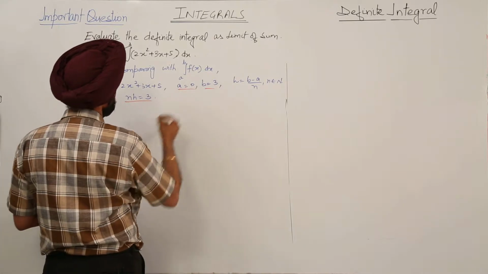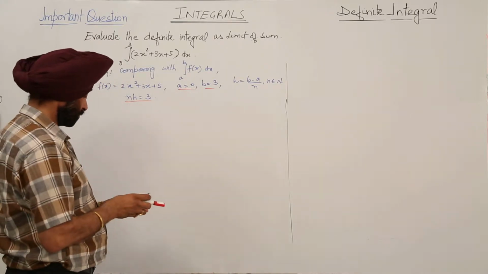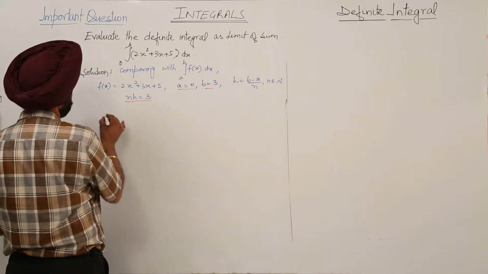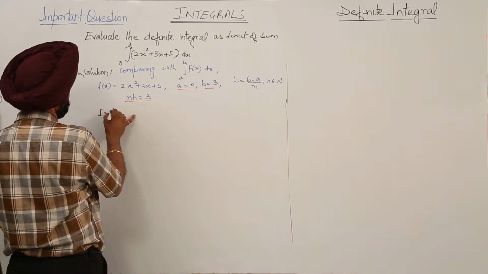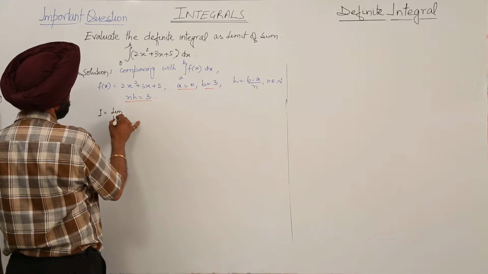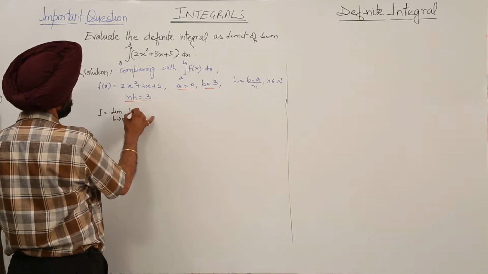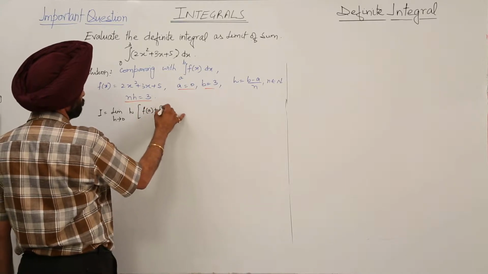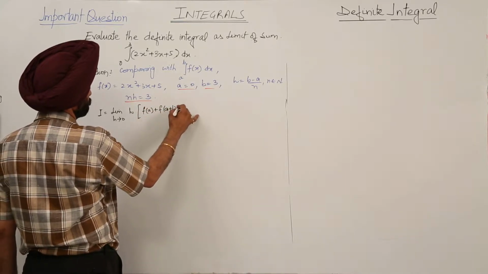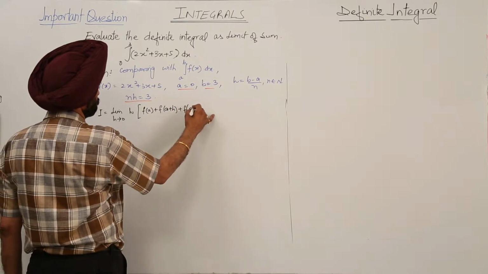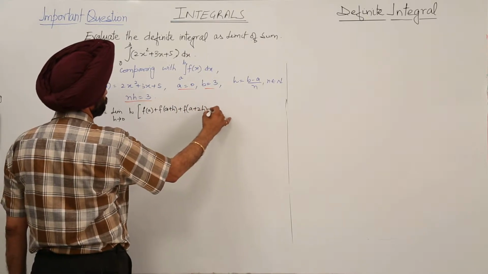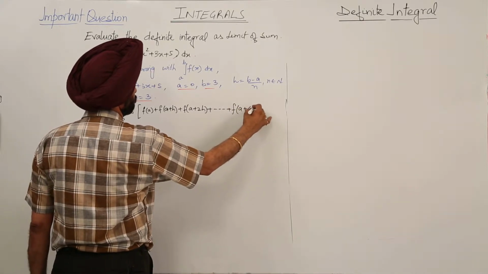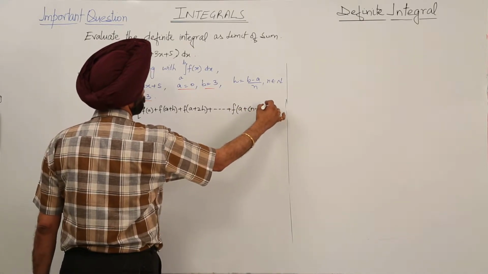Now we are having these three things. nh is 3. Now writing the theorem: limit h approaches to 0, h [f(a) + f(a+h) + f(a+2h) + ... + f(a+(n-1)h)].